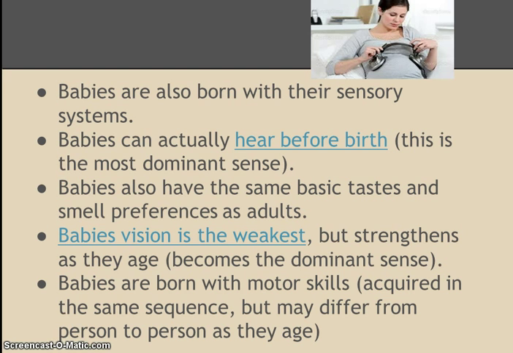Babies are also born with a lot of sensory systems in place. Babies can hear before birth. They hear their mother's voice and the voices that are around them while they're in the womb. Babies also have the same basic taste and smell preferences as adults. Babies' vision is very weak. Let me show you on this next page. You can see the idea of what a baby sees from newborn to 6 months. So they rely very heavily on the sense of hearing until their sense of vision gets better.